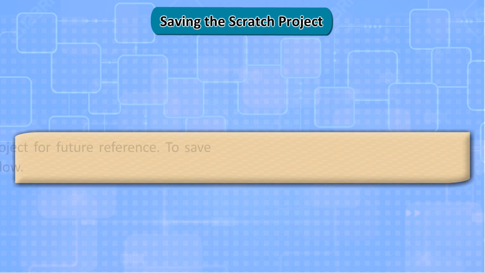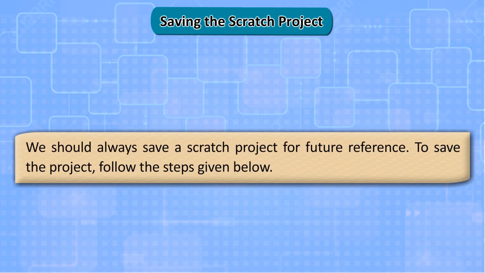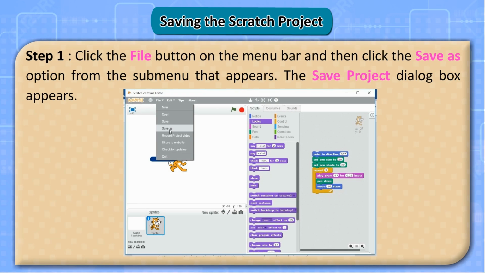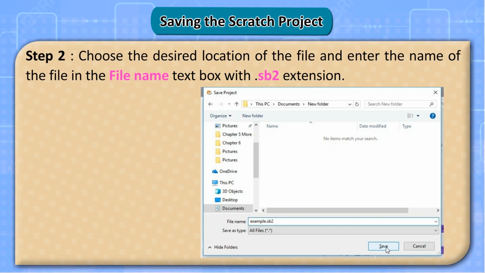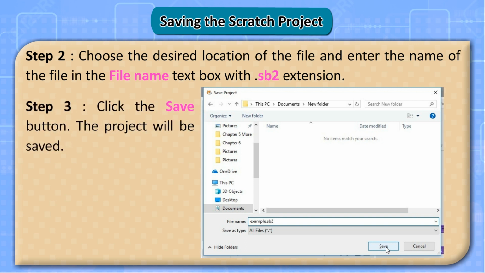Saving the Scratch project. We should always save a Scratch project for future reference. To save the project, follow the steps given below. Step 1. Click the File button on the menu bar and then click the Save As option from the sub-menu that appears. The Save Project dialog box appears. Step 2. Choose the desired location of the file and enter the name of the file in the file name text box with the SP2 extension. Step 3. Click the Save button. The project will be saved.